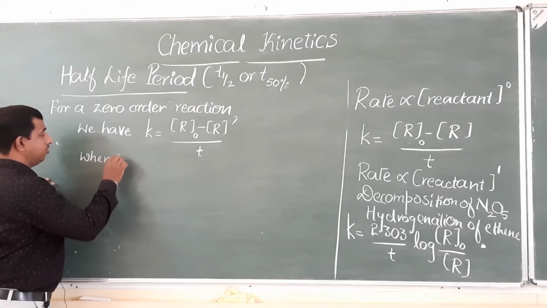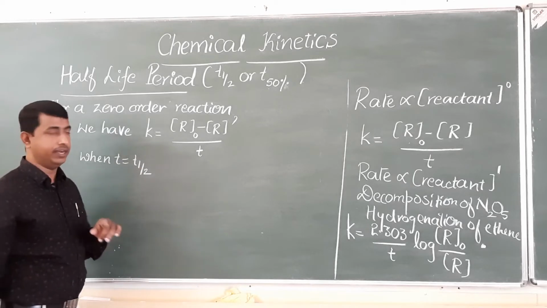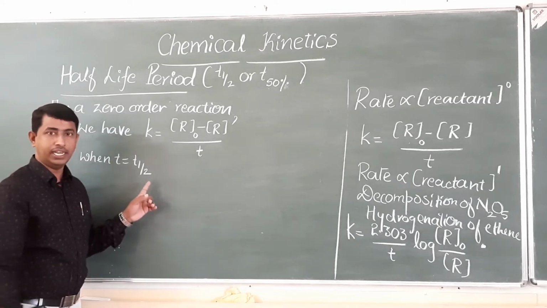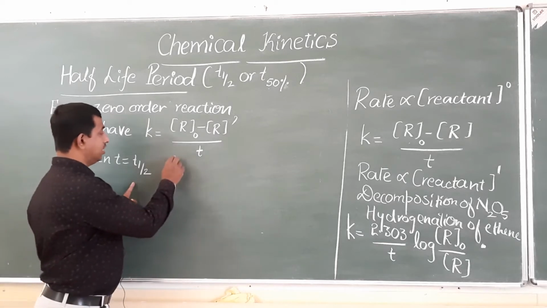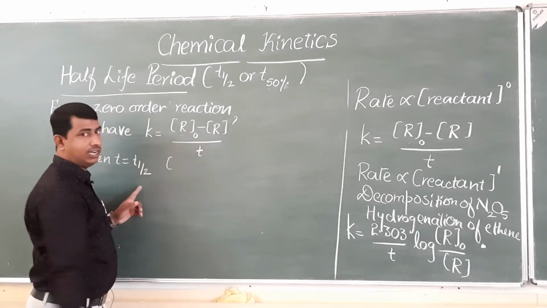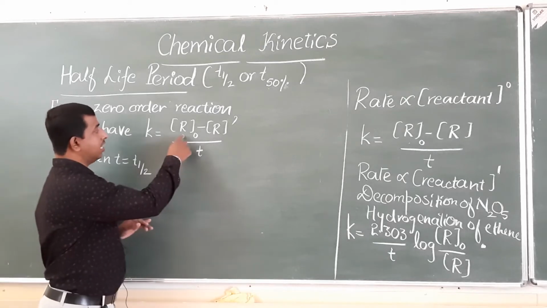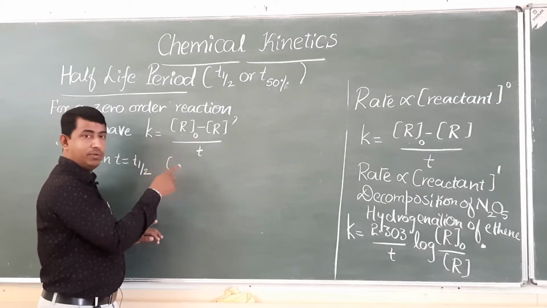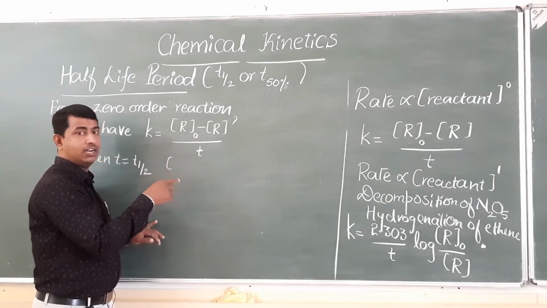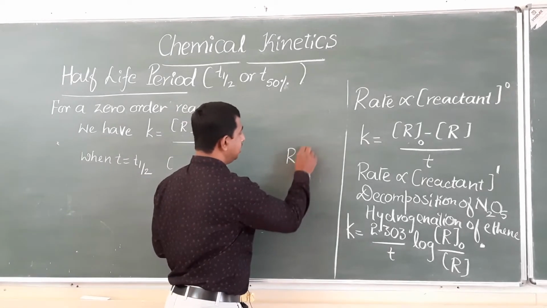We will use the condition when t equal to t half, that is the first half-life period. So when t equal to t half, for a first half-life, the initial concentration, that is R naught, will be reduced to half. When time t equal to t half, R naught will be reduced to R naught by 2. Hope you can understand. This is the initial value.